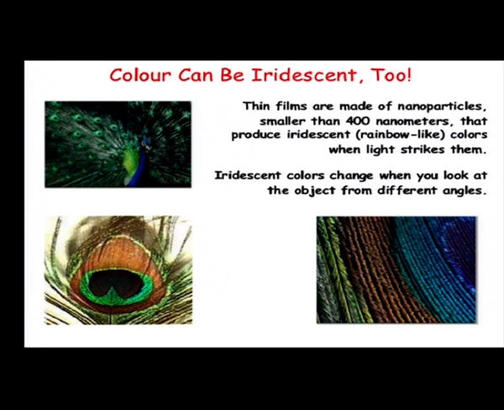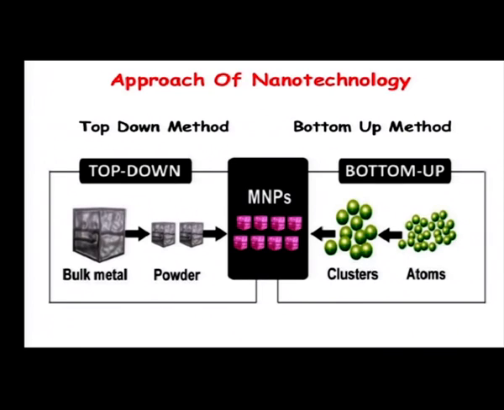And we can also describe the colors of nanomaterials. Thin films made of nanoparticles smaller than 400 nanometers produce iridescent, rainbow-like colors when light strikes them. These iridescent colors change when you look at the object from different angles. So, when you see an object from different angles, the colors will be different at different angles. And nanotechnology has two approaches.